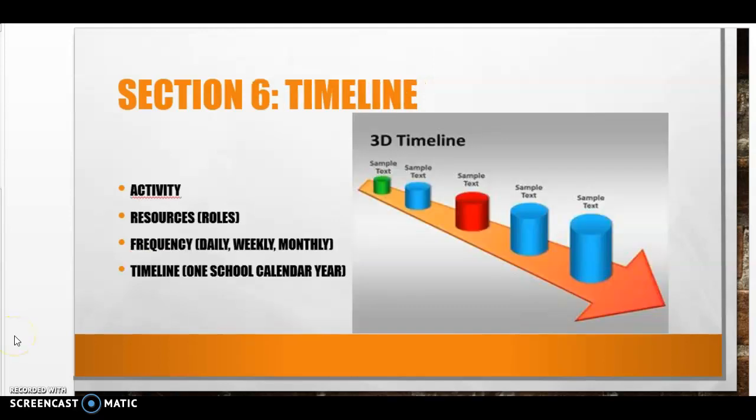As far as the timeline goes with the evaluation process, I'm looking at the actual activities that I'll have to do in order to complete the evaluation, the resources or the roles in which people will play in the evaluation process, and the frequency in which these evaluation steps will be evaluated. I'm going with the end of every 6 to 9 weeks, and that represents middle, elementary, and high school. And also the overall timeline will be one school calendar year, give or take a month.